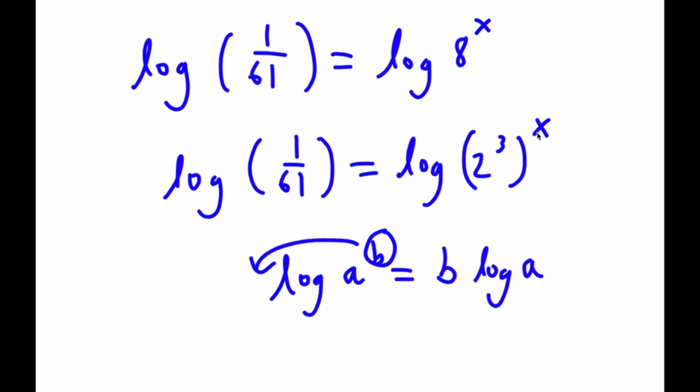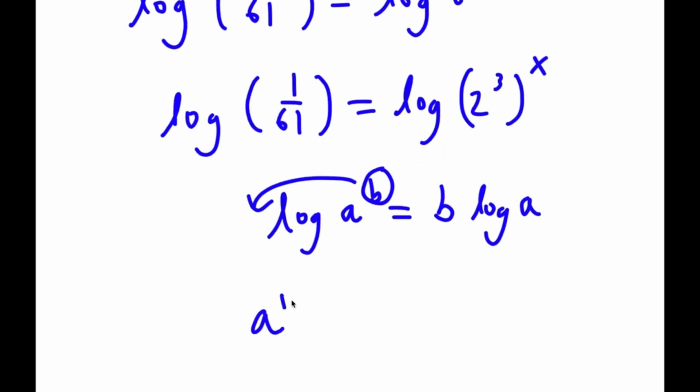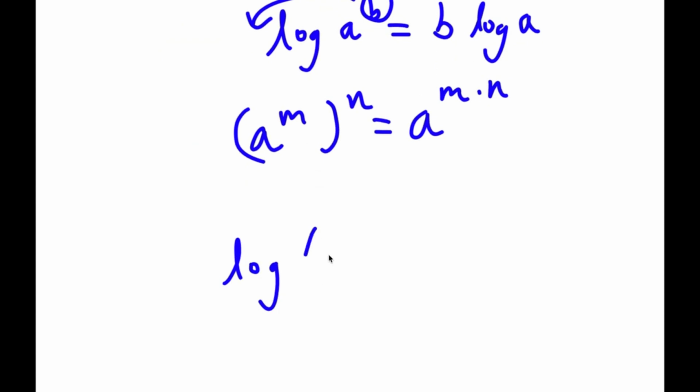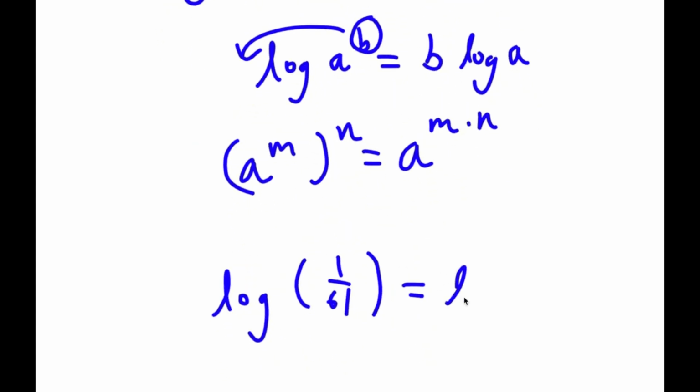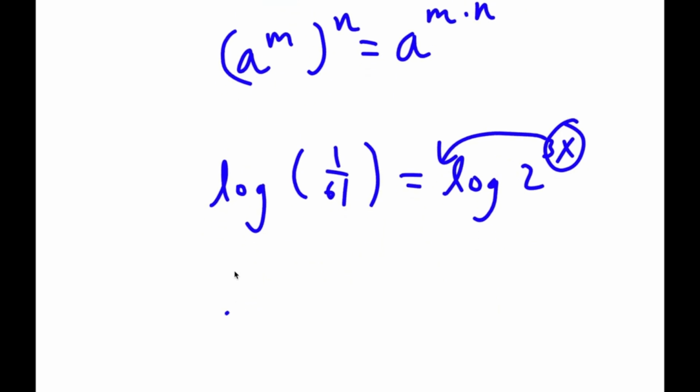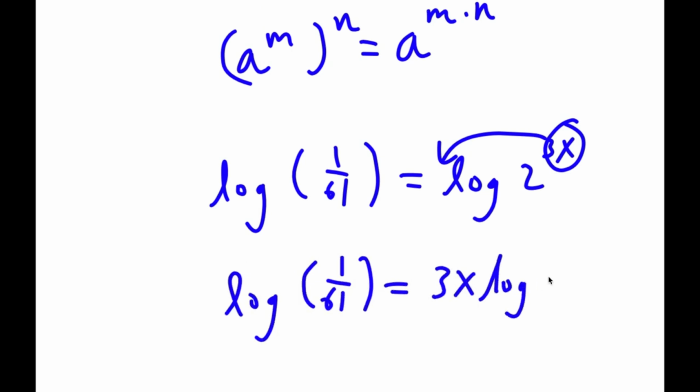And 2 to the power of 3 to the power of x, if I have something from a to the power of m to the power of n, this is the same thing as a to the power of m times n. So 2 to the power of 3 to the power of x is going to equal 2 to the power of 3x. And now I can go ahead and move this 3x to the front. So now I have log 1 over 61 is equal to 3x times log 2.